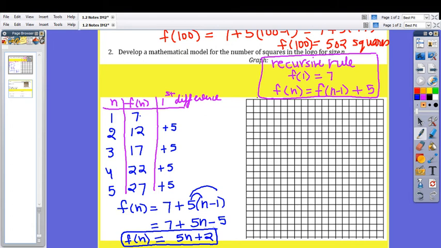Now let's draw this. Let's make the graph for it. So think about it. This will be our n.